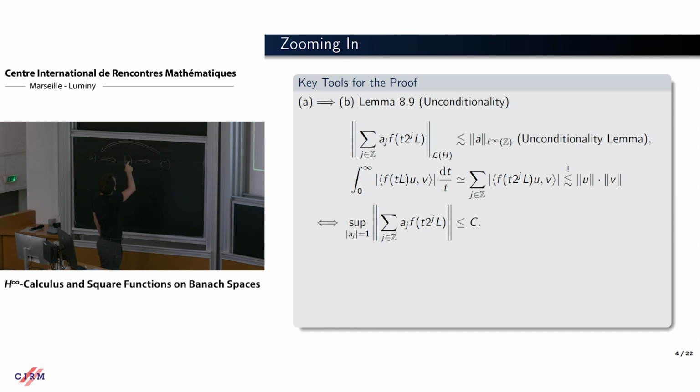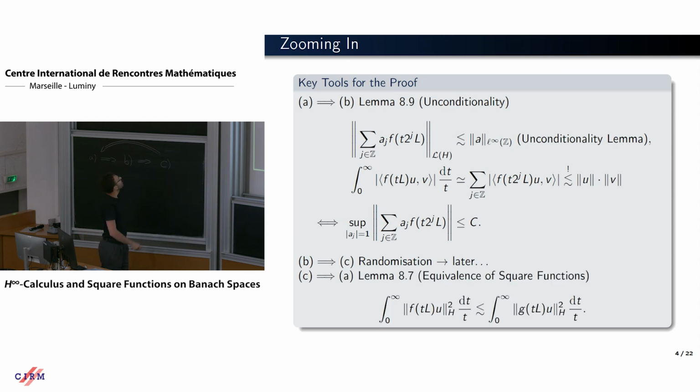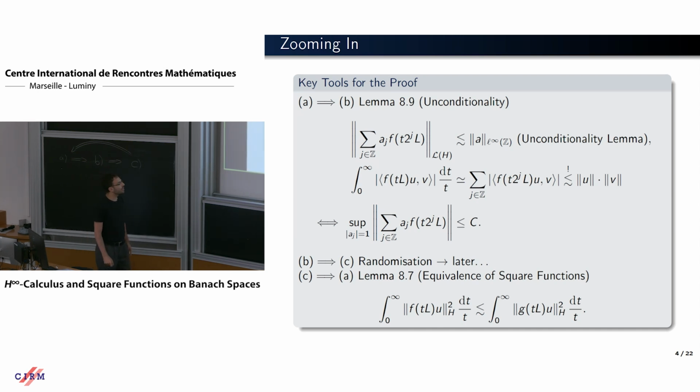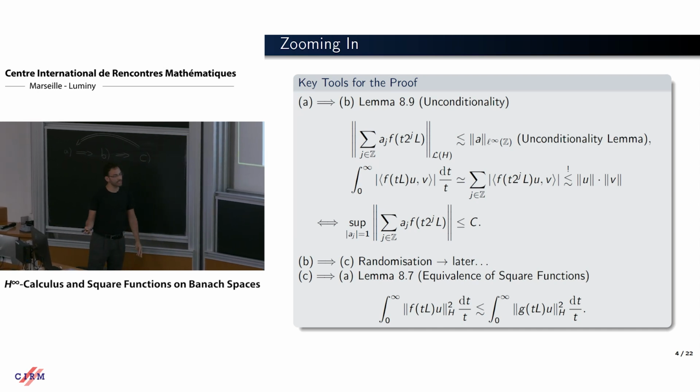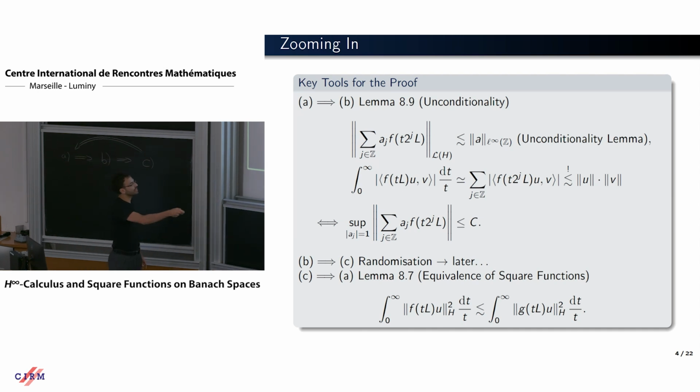For the second implication, going from the bilinear estimate to the square functions, well, we will see that later. There's a randomization argument involved that I don't want to take away from the speakers after me, so you will see that later. And the implication going from C to A relies basically on this Lemma 8.7, which is the equivalence of square functions. What that means in particular is you take two functions, f and g, from the class H_0 infinity, at least g being non-zero, and then you see that the associated square function norms are actually equivalent, or we get this estimate, and by reversing the roles, you also get the other one.